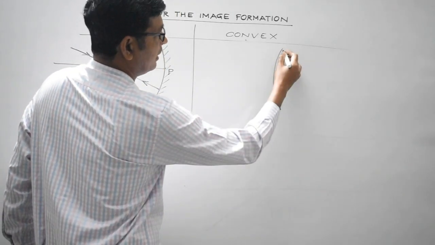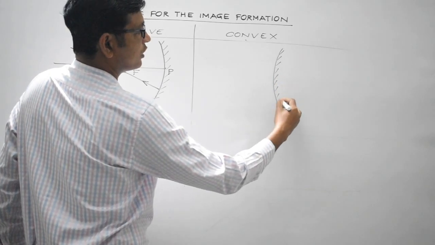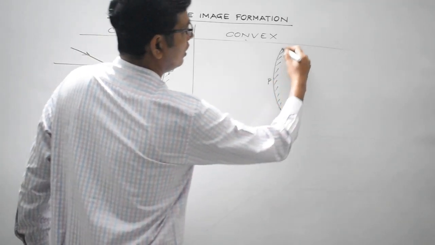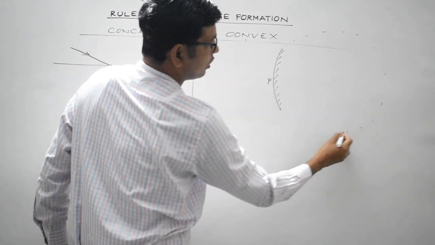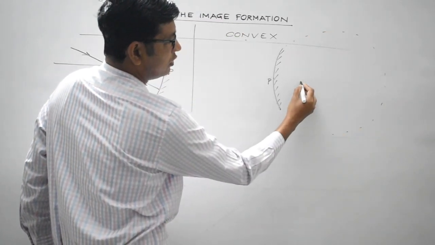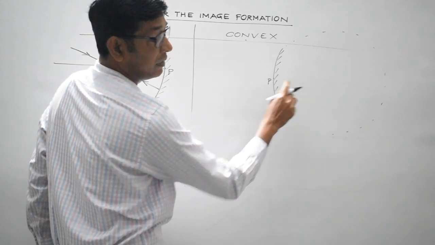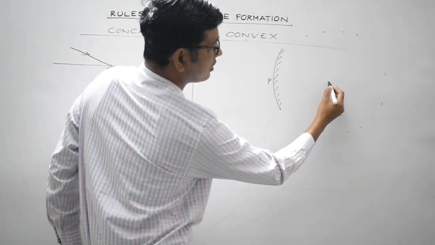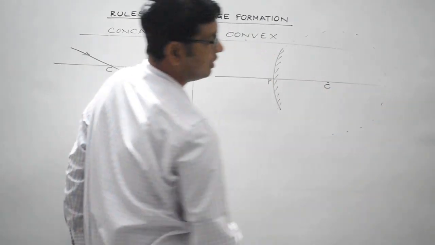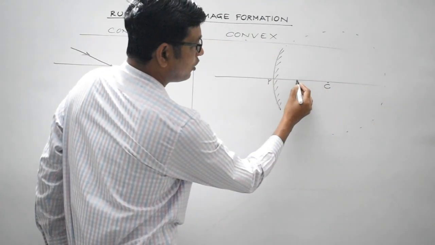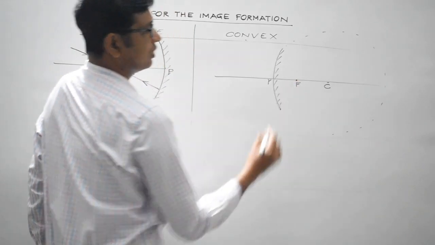Let's apply the same rule in case of a convex mirror. This is the pole, it's a part of a sphere. Look, this is a part of a sphere. Don't indicate this point as center of curvature. Make use of your common sense. It will be somewhere over here. This is the center of curvature. Line joining P and C is the principal axis. The midpoint of P and C is the principal focus.